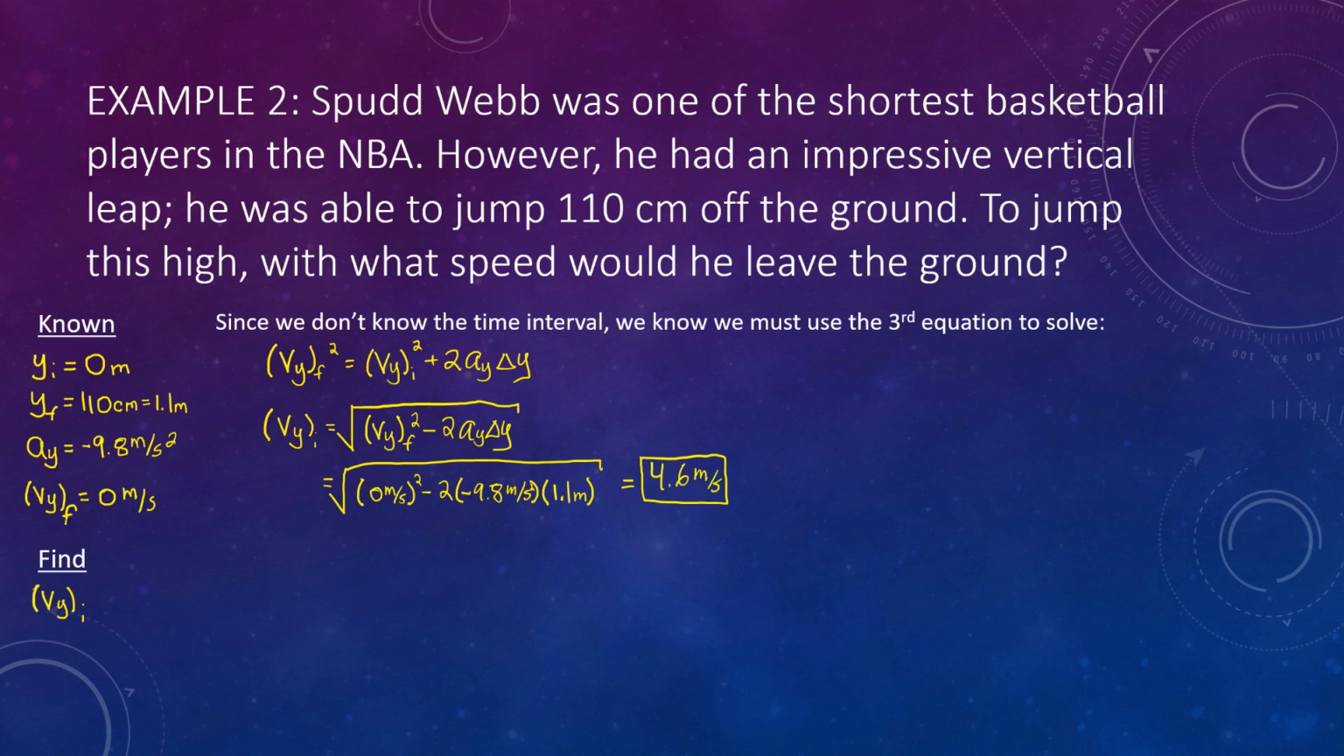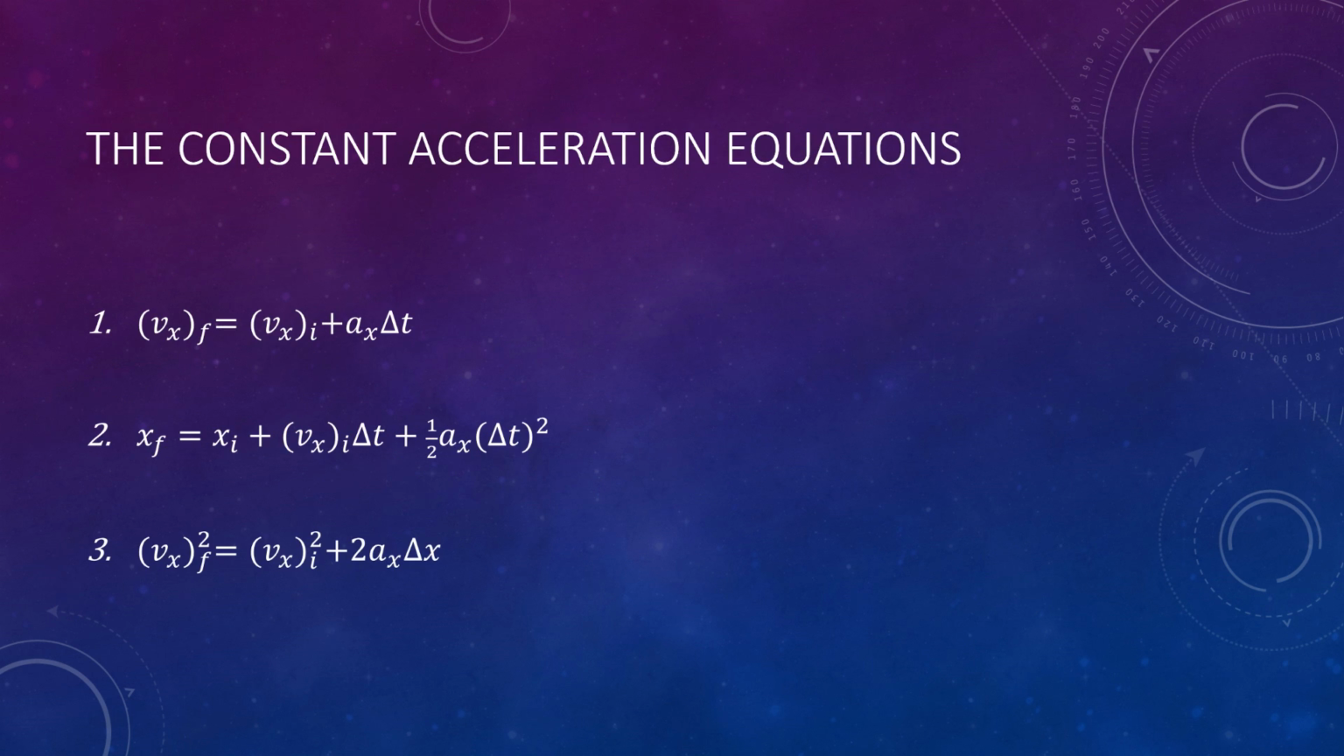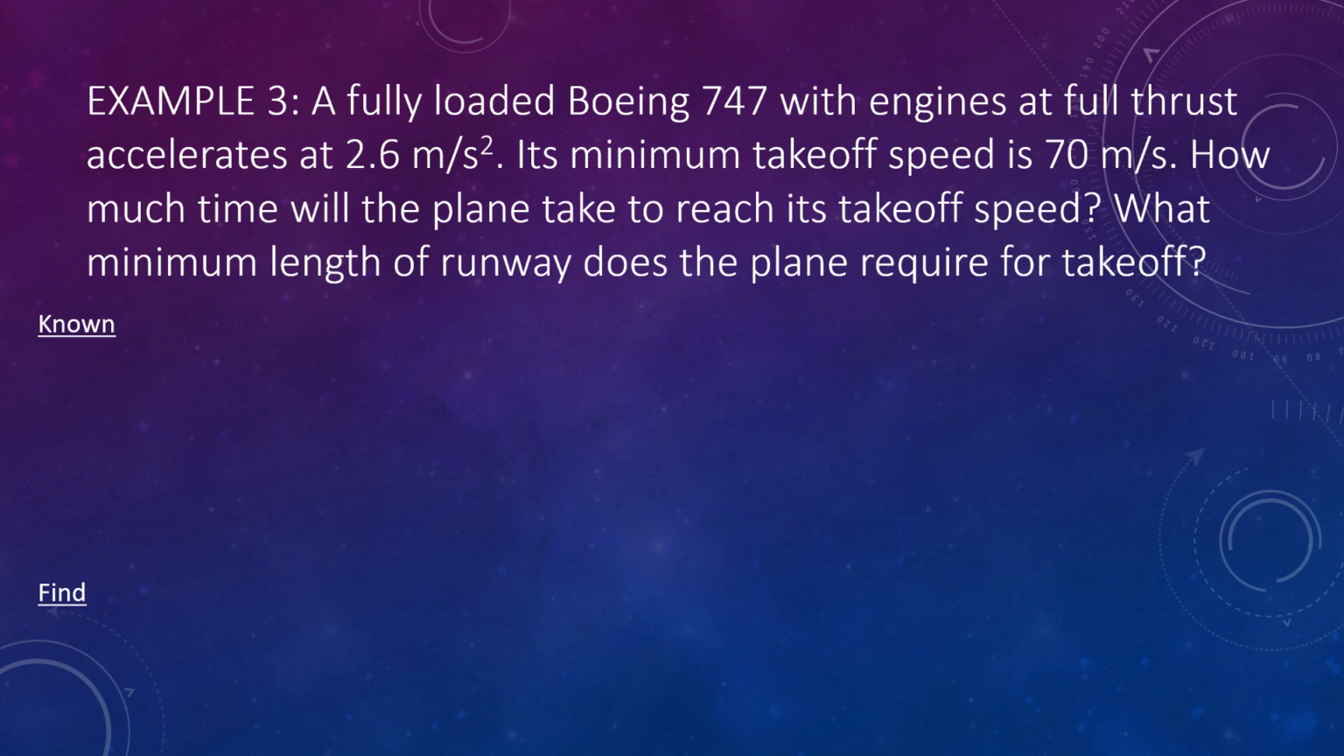Okay. Well, we have two more examples, and these next two are each going to have two parts to them. So we're going to make it a little bit longer to really flush out these details. So back to our equations and example 3. A fully loaded Boeing 747 aircraft with engines at full thrust accelerates at 2.6 meters per second squared. Its minimum takeoff speed is 70 meters per second. How much time will the plane take to reach takeoff speed? So let's start there and we'll worry about the second half later.